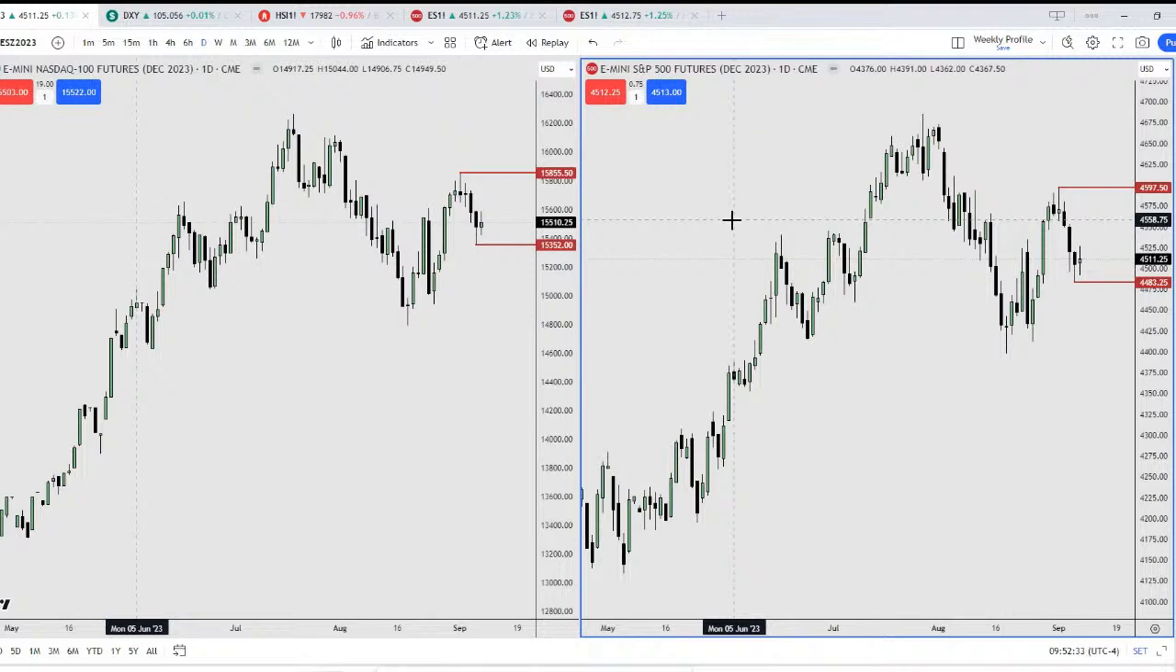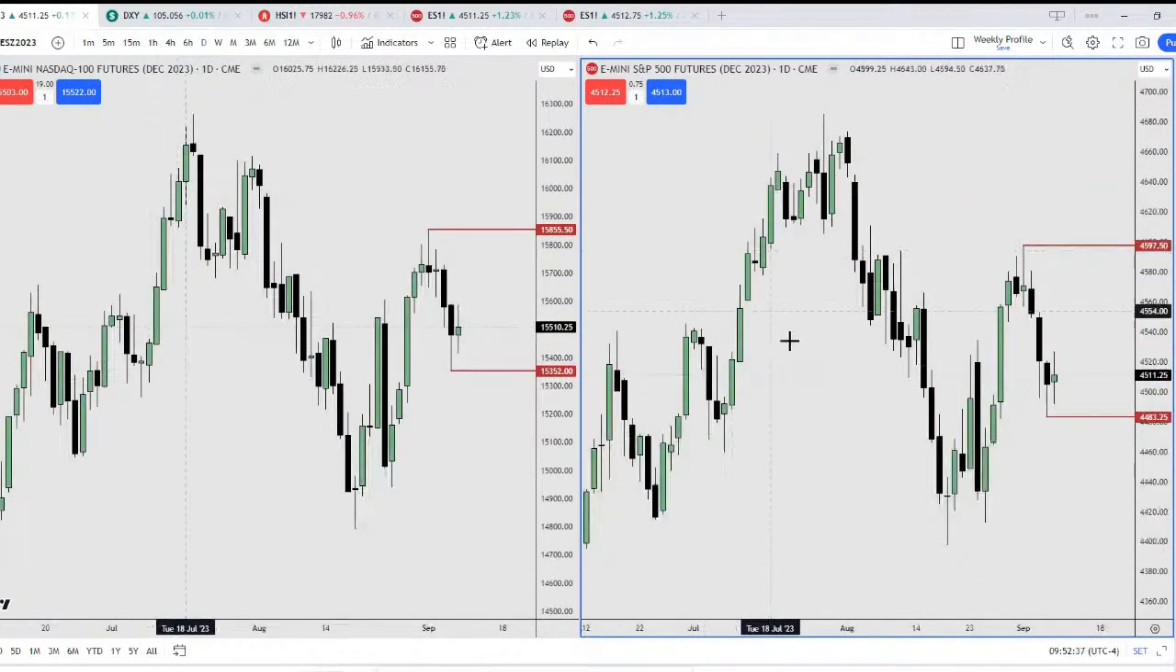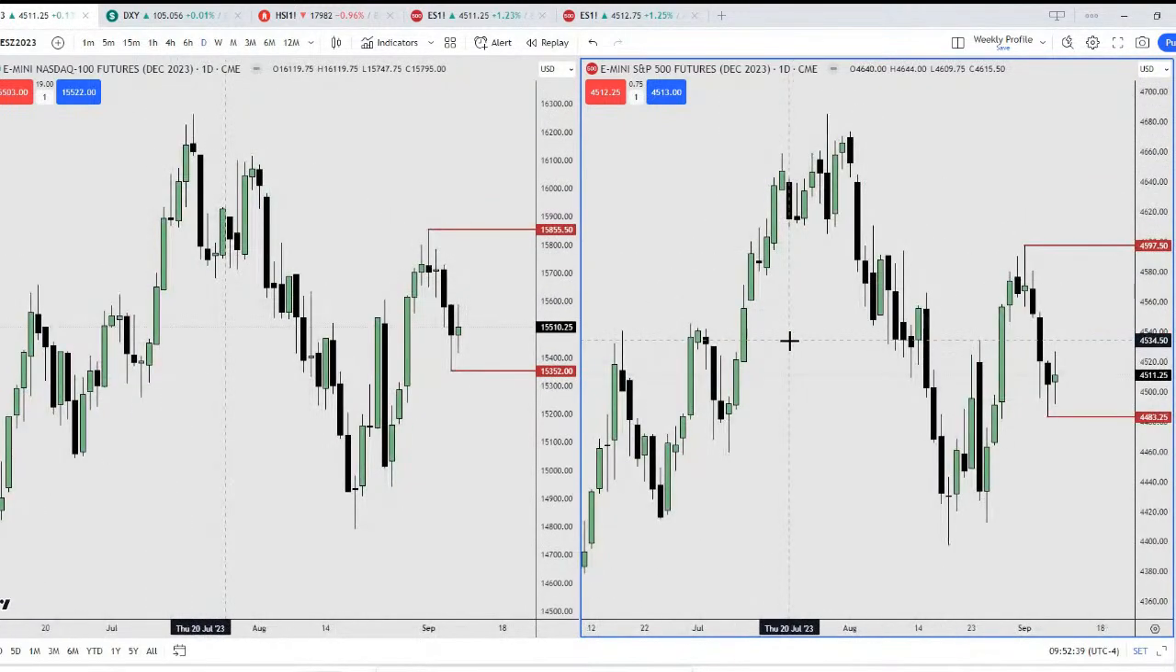Okay, it's done. So let's start. Right, so for this upcoming week, we have CPI on Wednesday, the 13th of September. So far, right now, I am 50-50.